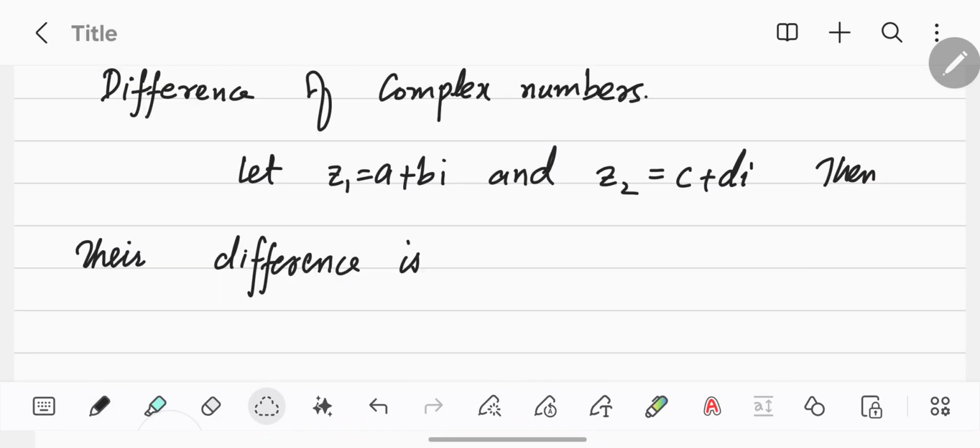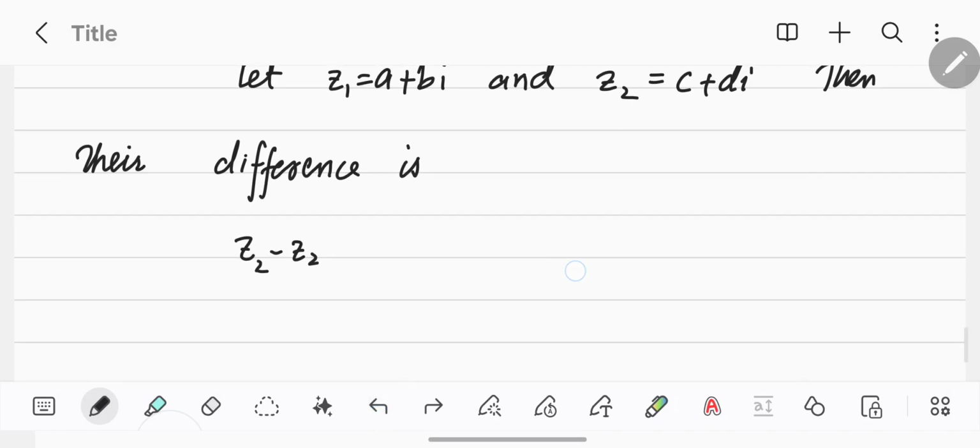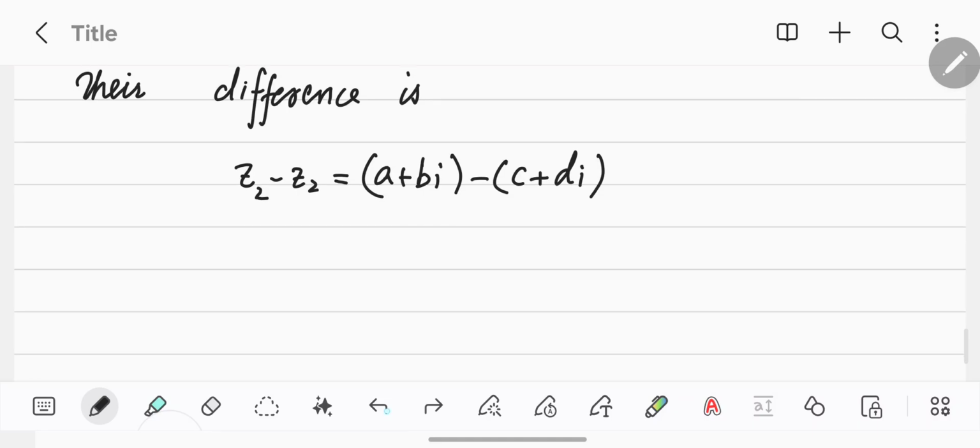So I will write, if you have two complex numbers z1 and z2, then their difference is z1 minus z2 equals the first complex number minus the second complex number, right? Now you will break the brackets. First of all, you will write this one as it is, and then minus c and then minus d iota, right? Because when this minus is distributed inside, it will be minus c minus d iota.